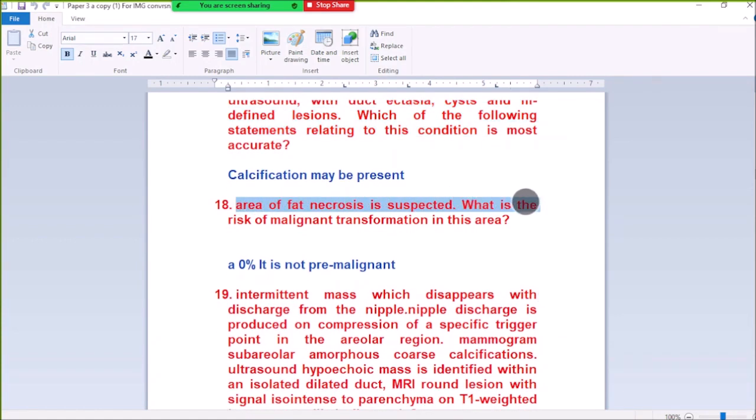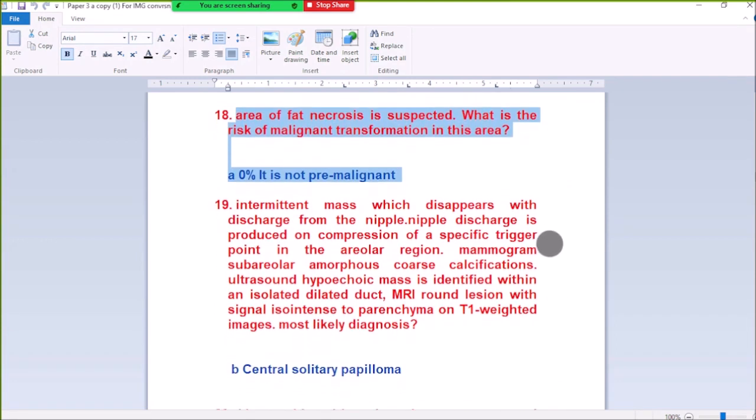Eighteen: area of fat necrosis. What is the risk of malignant transformation in the area? 0%, it is not premalignant.